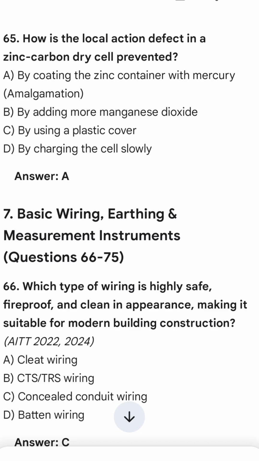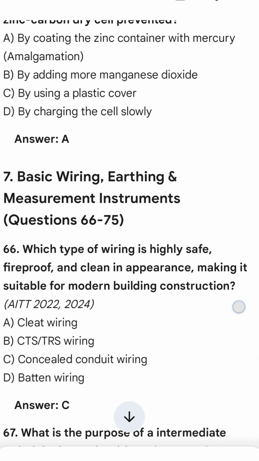Question number 65. How is the local action defect in a zinc carbon dry cell prevented? A, by coating the zinc container with mercury. B, by adding more manganese dioxide. C, by using plastic cover. D, by charging the cell slowly. Option A is the correct answer.